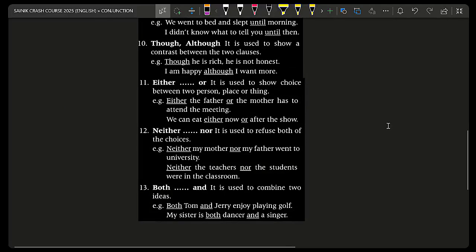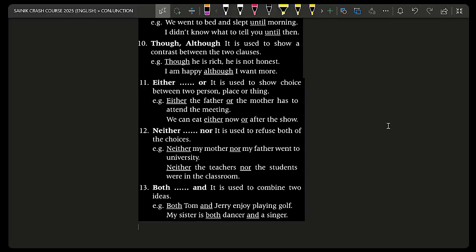So either or is used to show choice between two persons, places or things. That means it is about the choice selection. Either the father or the mother has to attend the meeting. So suppose there is a parent teacher meeting conducted. So any one of the parents can be present, either the father or the mother. So it's a choice. We can eat either now or after the show. So there are two choices. Either now you can eat or after the show you can eat, but you cannot eat during the show. That is the condition. Okay.